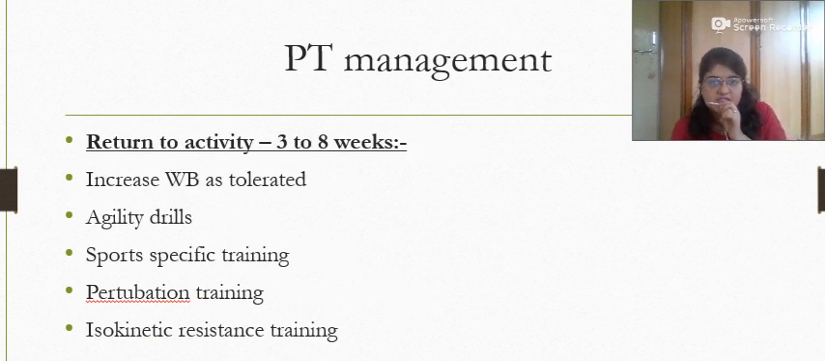The last phase is from 3 to 8 weeks, that is the return to activity phase. Here increase the weight bearing as tolerated, and by this stage the patient can do full weight bearing. Agility drills are done, sport specific training as per the athlete, and perturbation training is given to the patient, and isokinetic resistance training is also started.